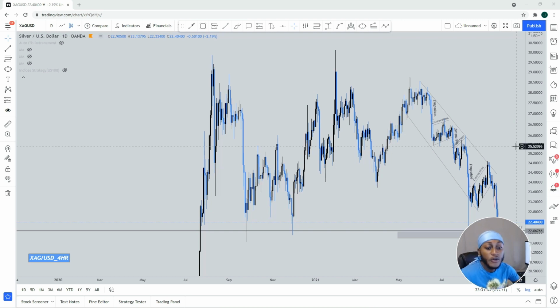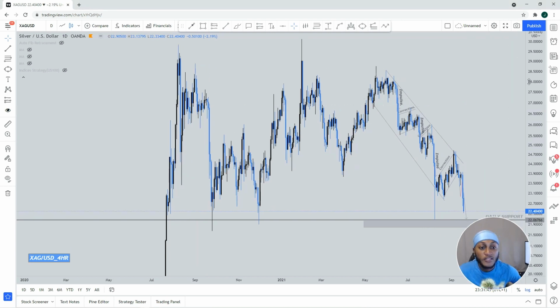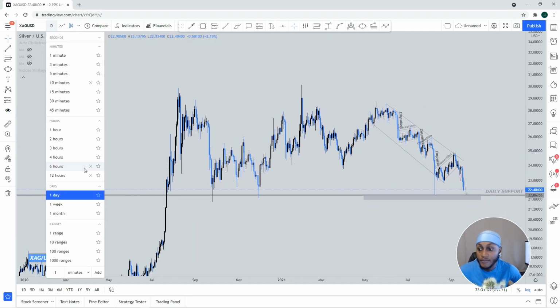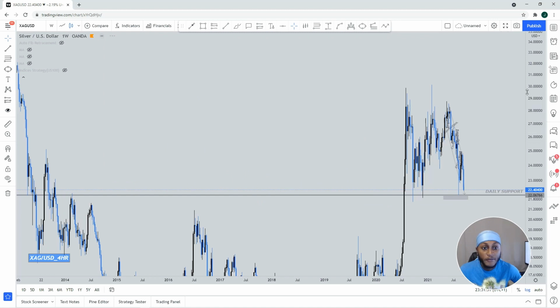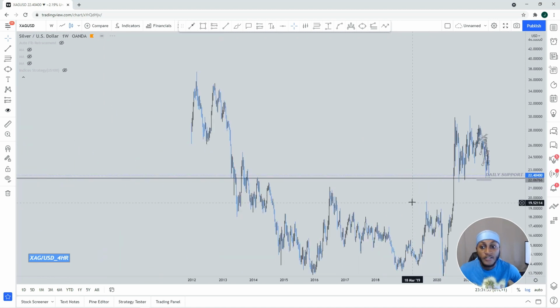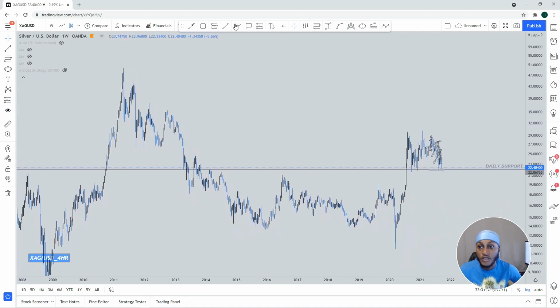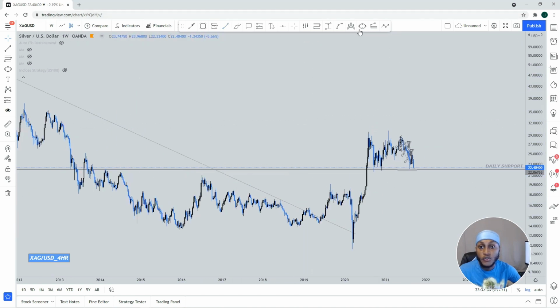If you look at silver here, if you move to your weekly time frame, you can see what happened. Silver has broken out of that bearish channel that's been in for so long. Look what happened: silver actually broke out within that range and pushed towards the upside. I think it was around last March.